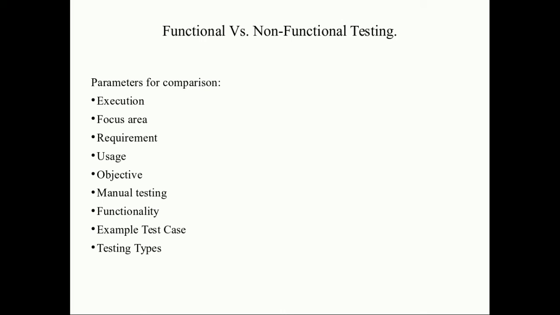So in non-functional testing we are talking about some different kinds of aspects. Now we consider the parameter objective. Functional testing is carried out to validate the software actions. Non-functional testing is done to validate the performance of the software basically. Now we look at manual testing. Functional testing is easy to execute manually, so it can be done manually also. But non-functional testing is very hard to perform manually.